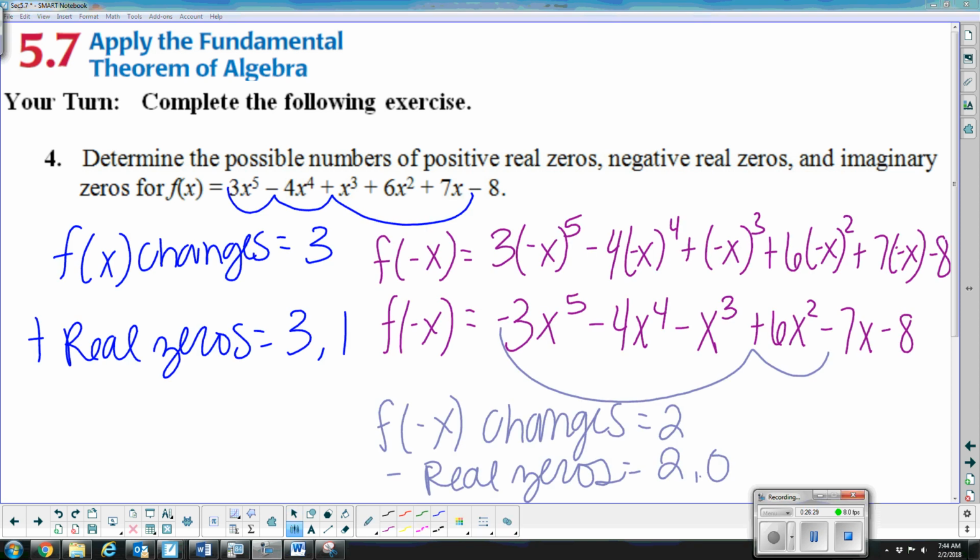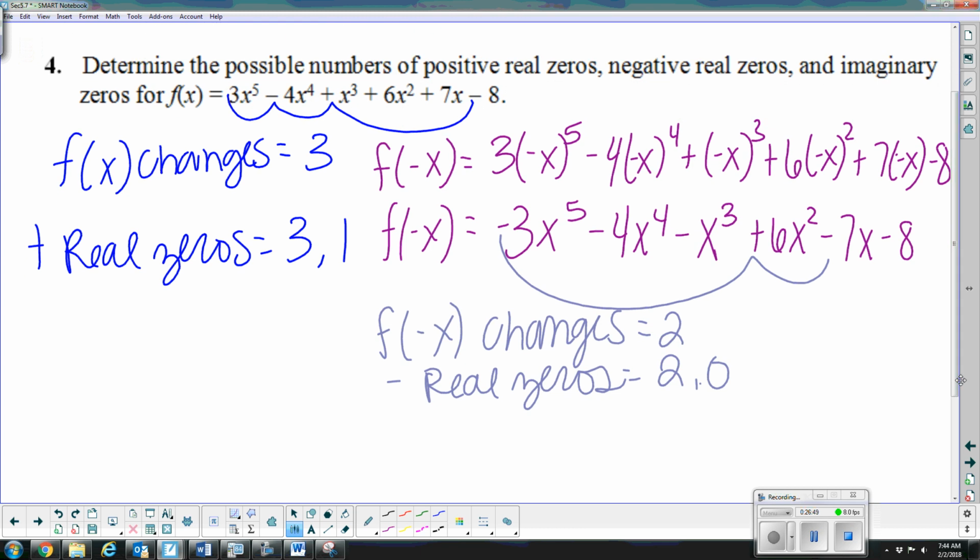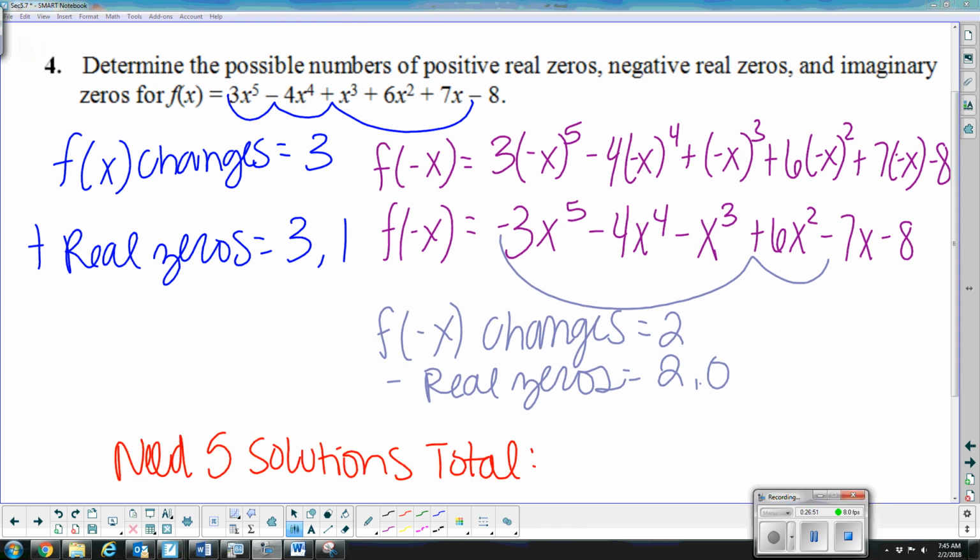Right, so first you're finding the changes in f of x, which is 3. So your positive real zeros could be 3 or 1. Then you want to substitute in negative x for x, and you'll find that the changes of f of negative x are 2. So your negative real zeros are 2 or 0. And then lastly, find how many imaginary solutions you have, because you need 5 total.